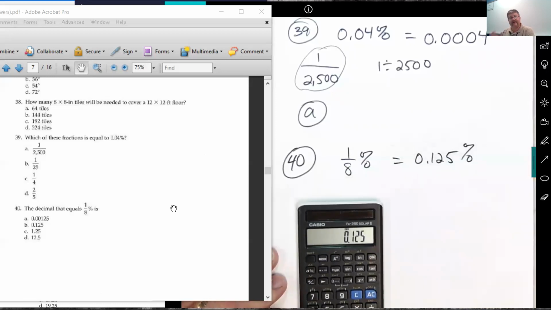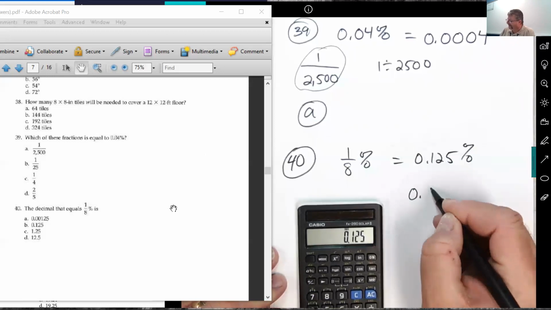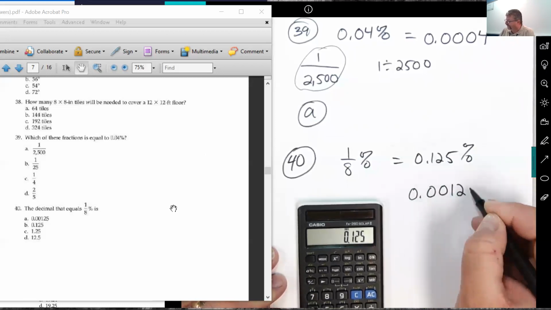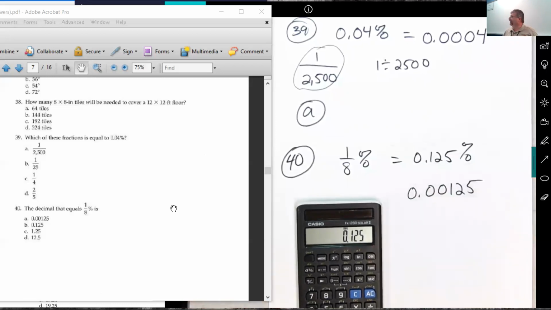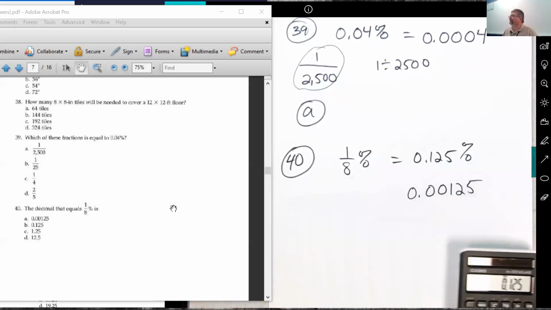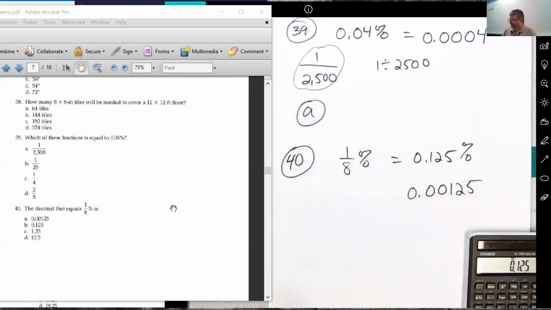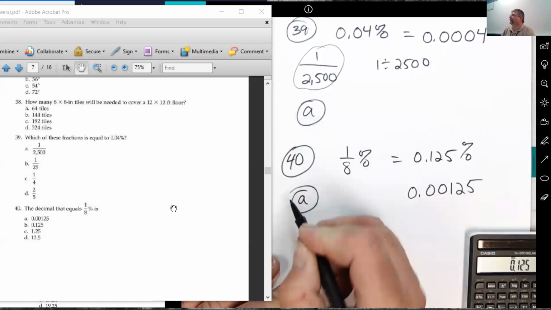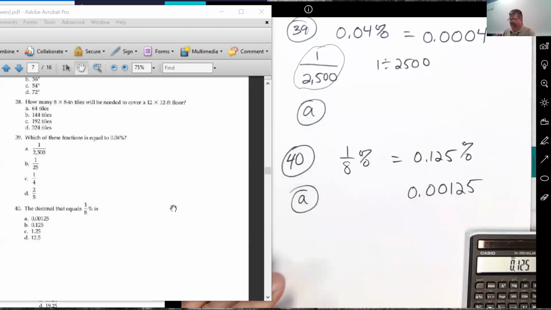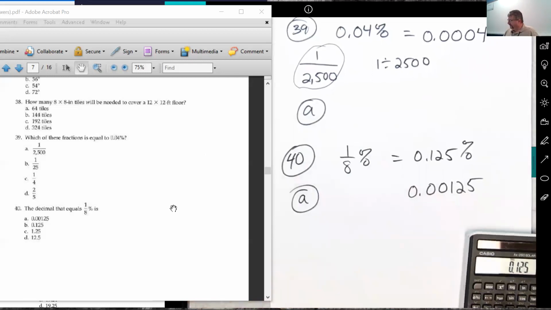So it's 0.125%. So if I want to take that into a straight decimal, 2 places to the left, drop the percent sign, so it's really 0.00125. That's the decimal I'm searching for. Our choices over there are all decimals, so I don't have to do anything else except look at the choices, and if we look at choice A, there's 0.00125, so we nailed it.